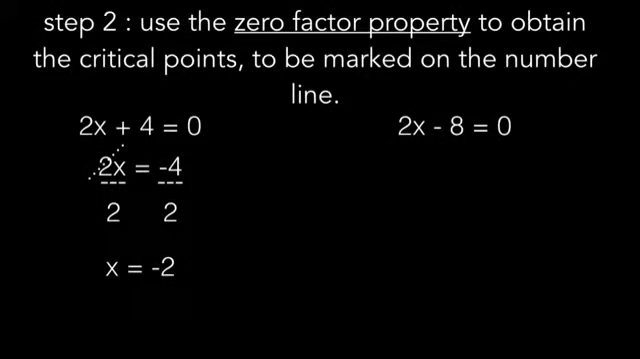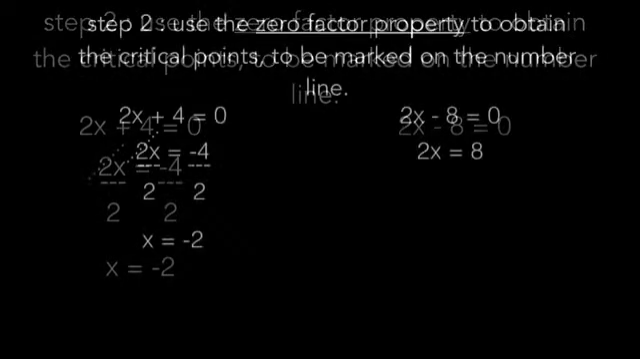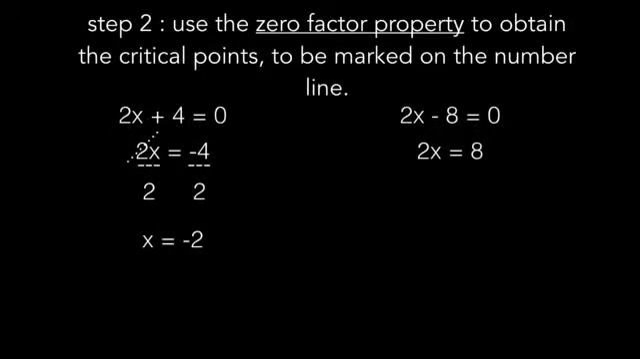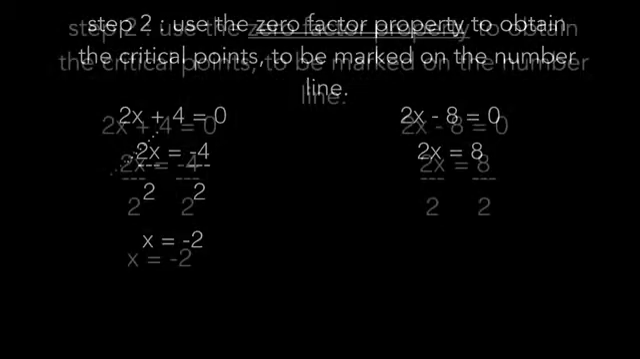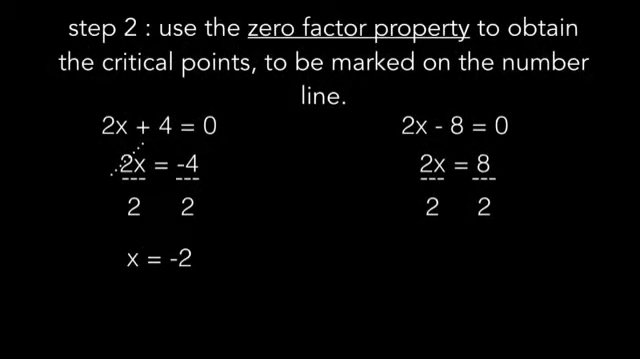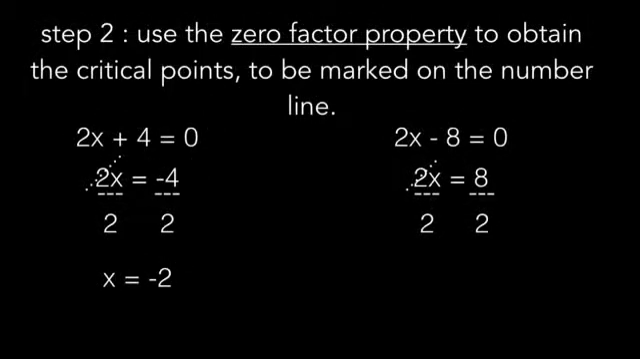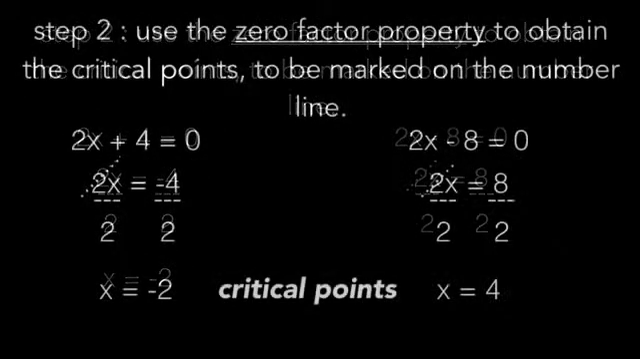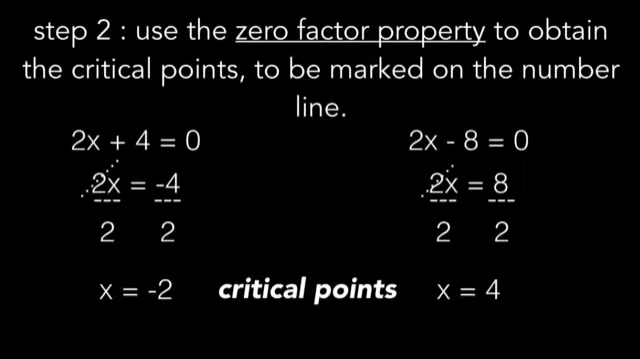Following with the second factor, which we must equate with 0, we get 2x - 8 = 0. We must isolate the x and transpose 8 to the other side. We must divide both sides by 2 in order for x to be completely alone. Upon dividing, we would get x = 4. These are our critical points.